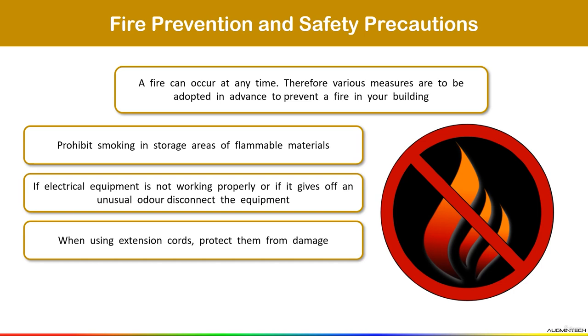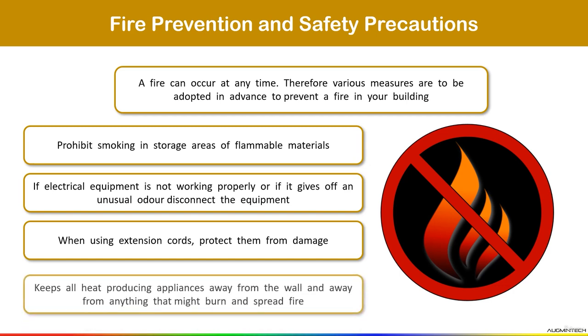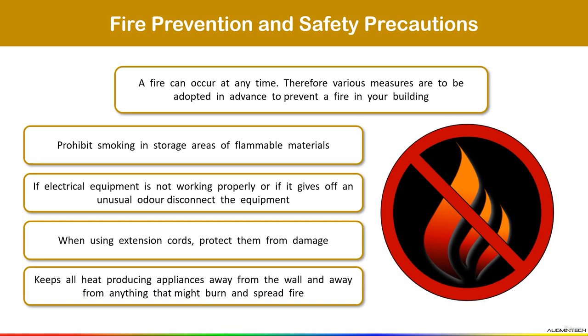Then when using extension cords, protect them from damage. So how can we protect an extension cord from damage? For that we have to keep extension cords away from sharp edges or objects. When running through a sharp edge, you can protect your cord by placing a protective covering such as a plastic tube, etc. Okay. Now keep all heat producing appliances away from the wall and away from anything that might burn and spread fire.